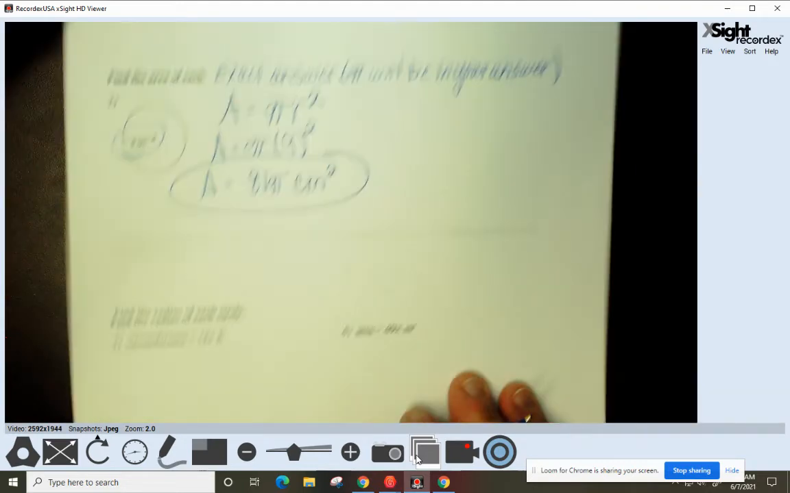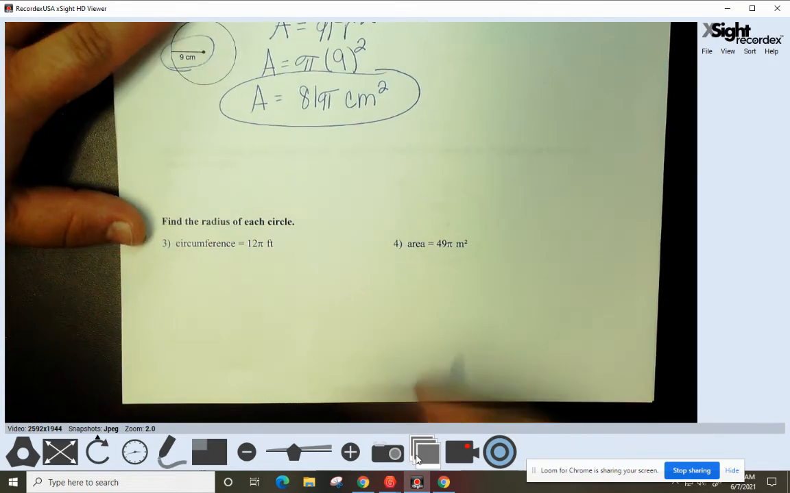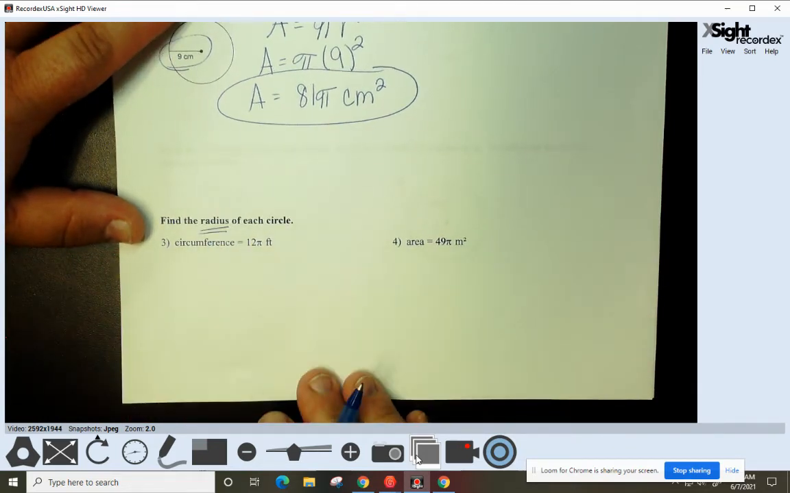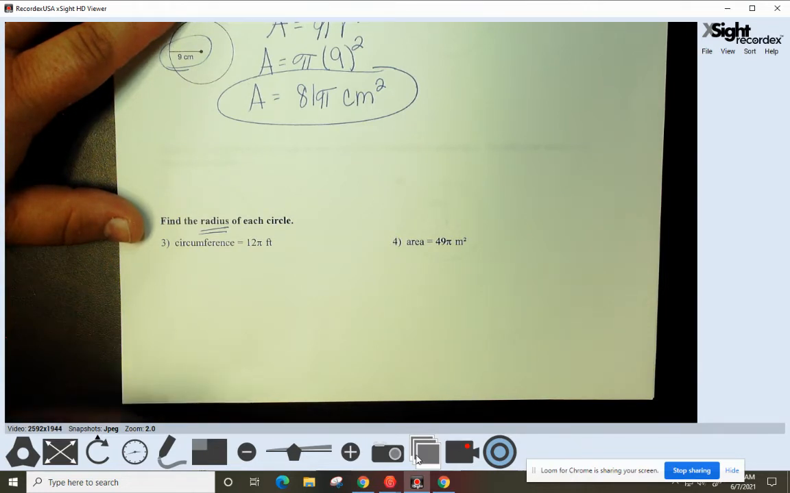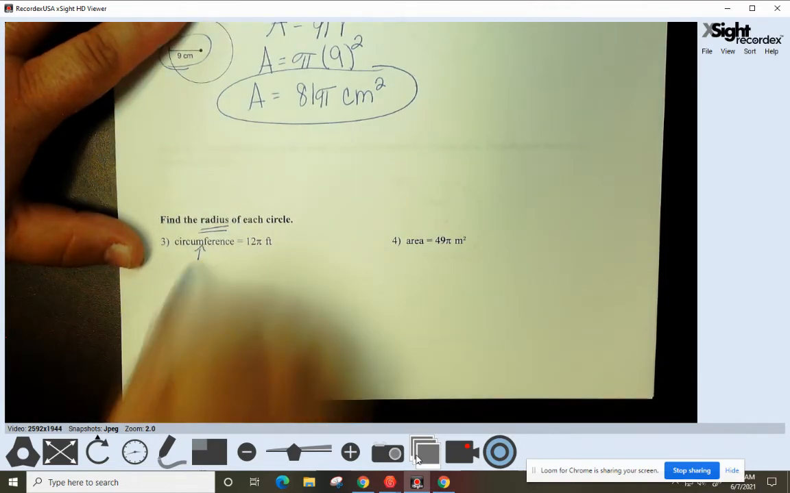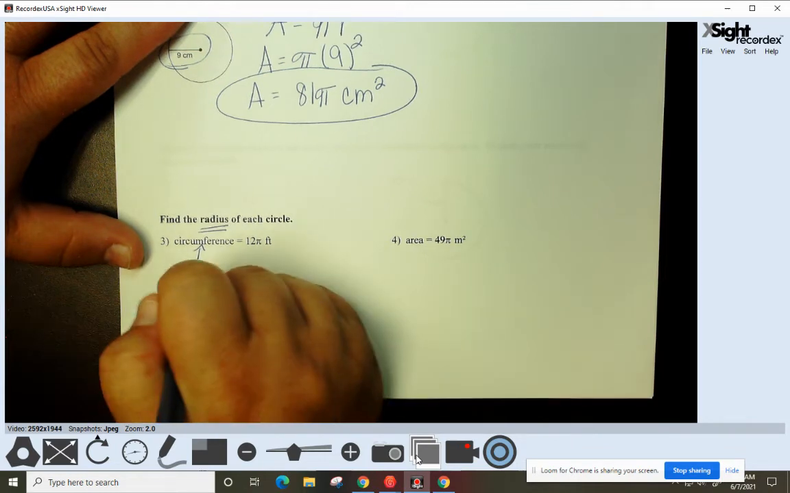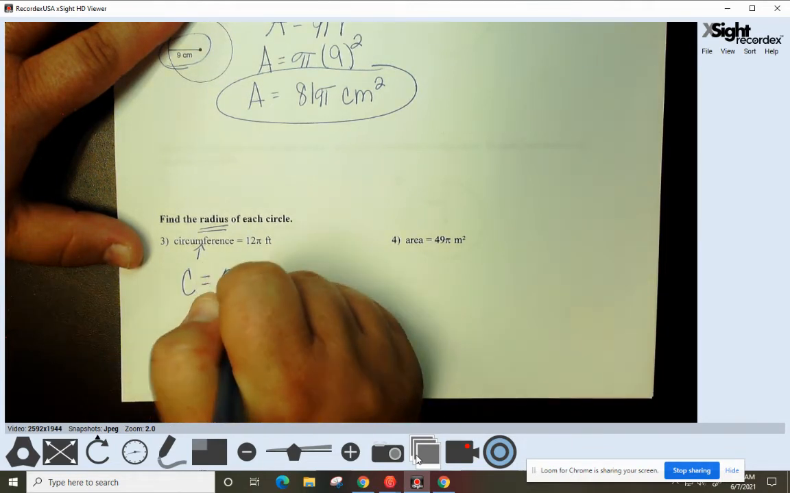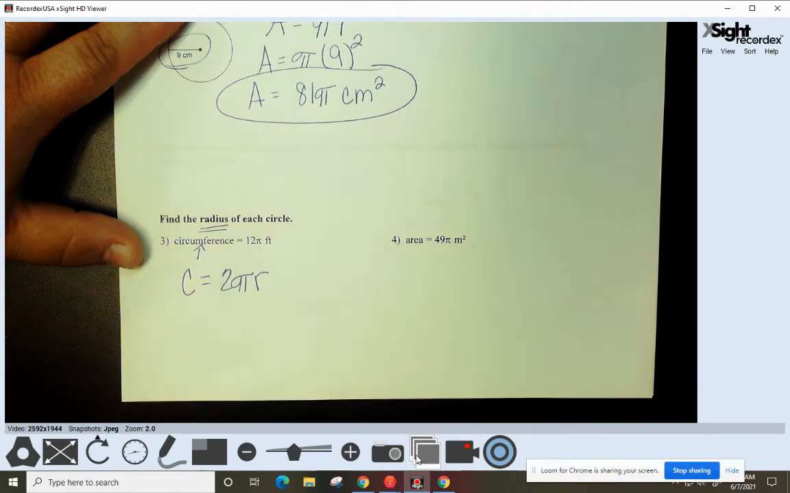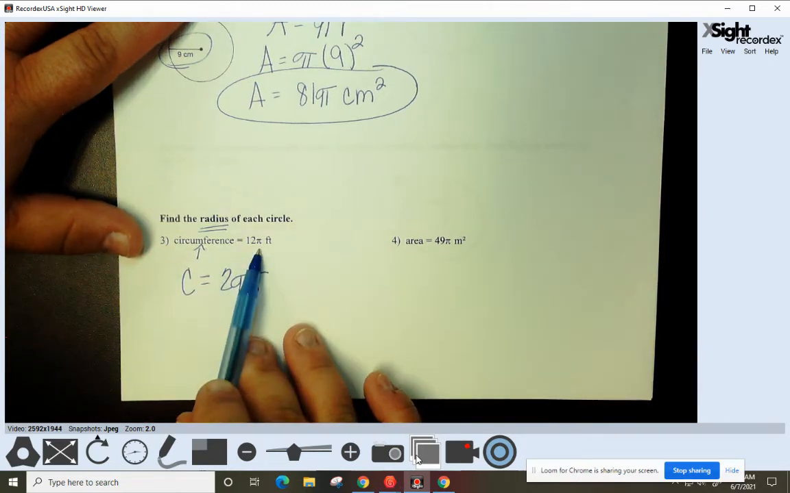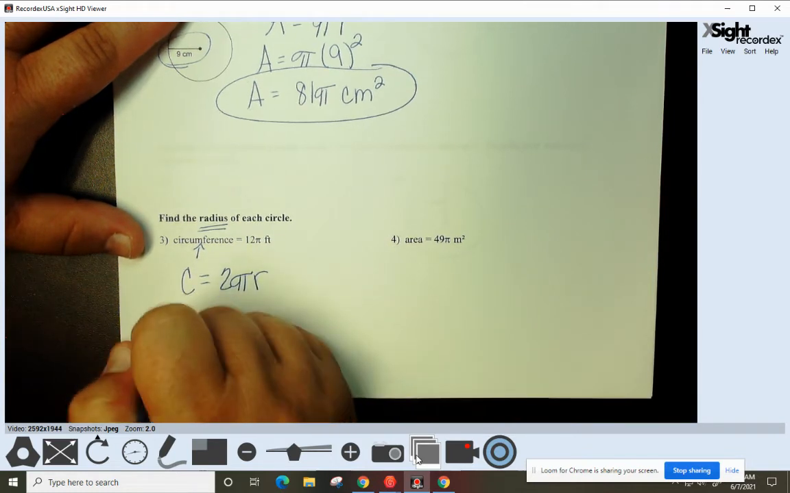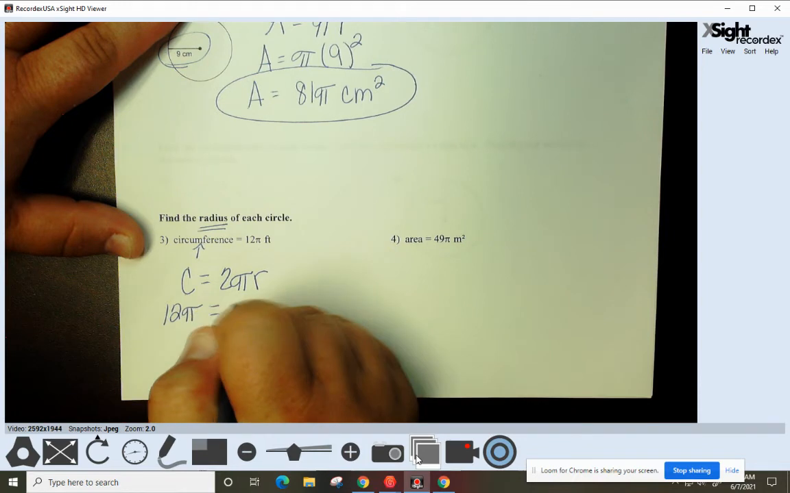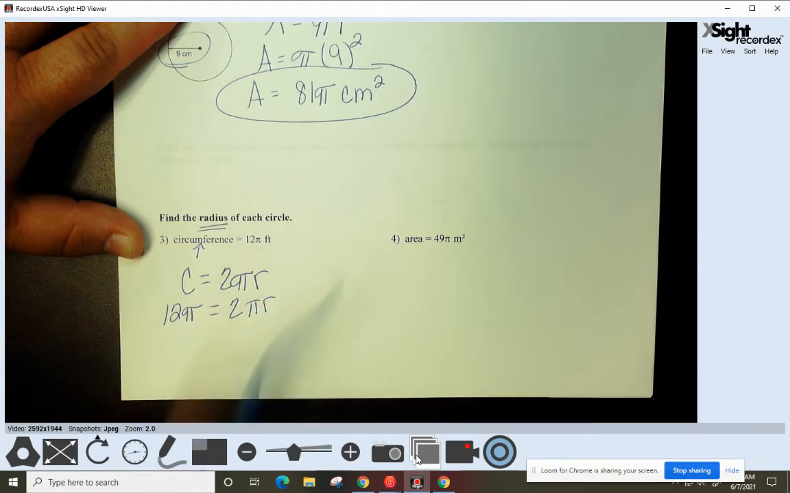Okay. When I look at the bottom 2 questions, it says find the radius. So now my job is, someone else has already done all the work. I want to undo some of their work is really what it's asking me to do. So here's the key thing. They said I had circumference. So I'm going to start with the circumference formula. Circumference is 2 pi r. They're telling me my circumference is 12 pi. So we're going to replace that C with 12 pi.